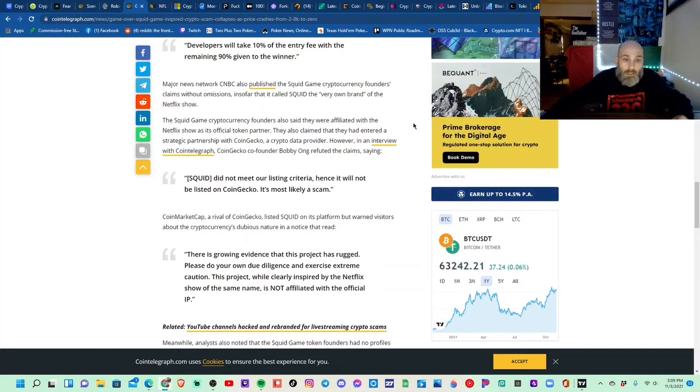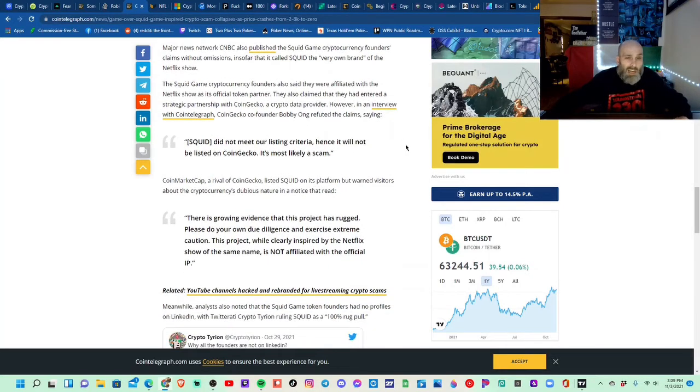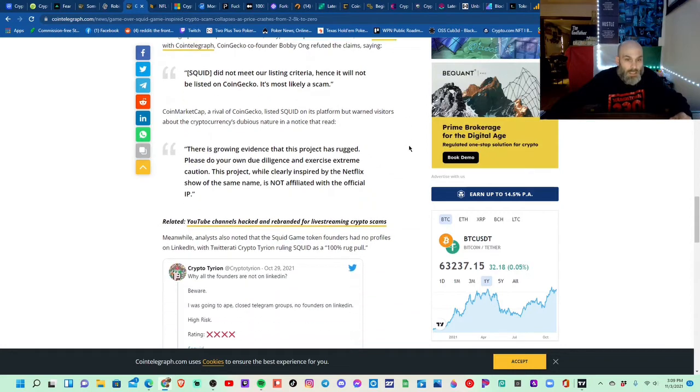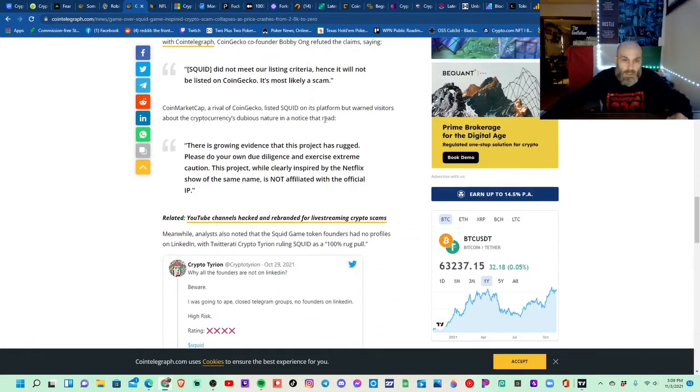They also claimed that they had entered a strategic partnership with CoinGecko. However, in an interview with Cointelegraph, CoinGecko refuted the claim, saying, Squid did not meet our listing criteria. Hence, it will not be listed. It's most likely a scam. CoinMarketCap listed Squid on its platform, but warned visitors about the crypto's dubious nature in a notice that read, there is growing evidence that this project has rugged. Please do your own due diligence and exercise extreme caution. This project, while clearly inspired by the Netflix show, is not affiliated with the official IP.